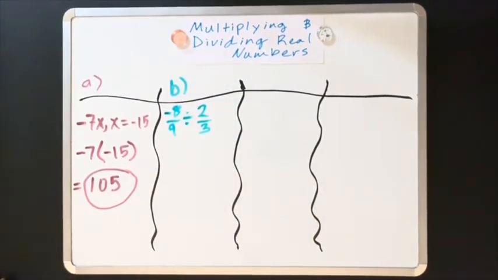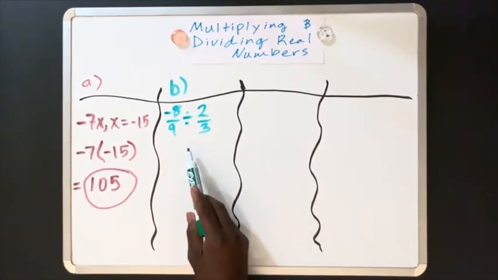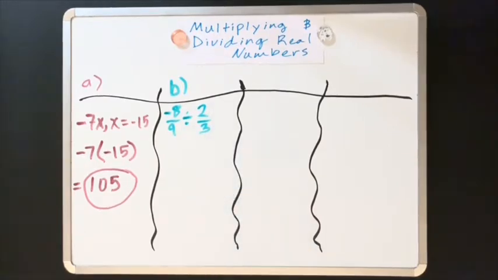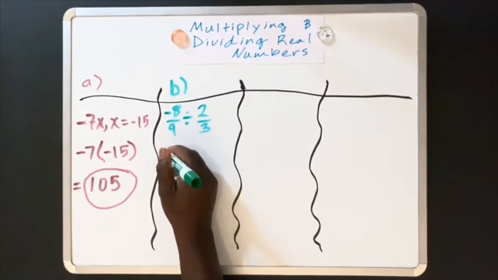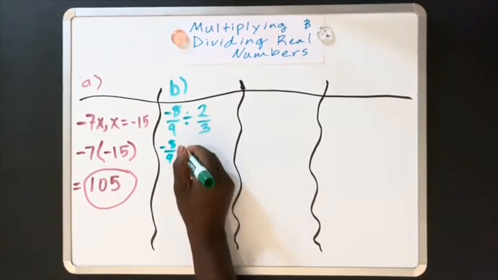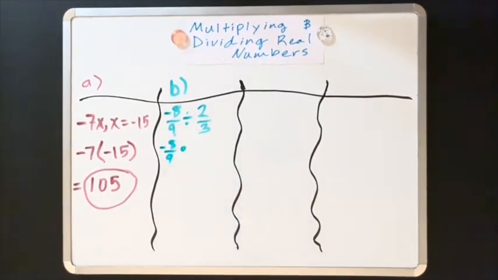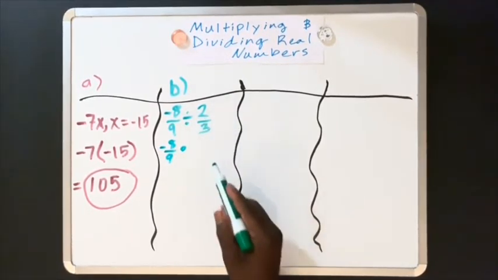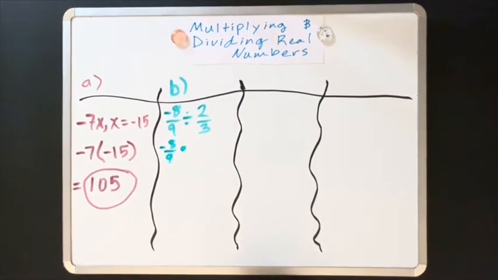All right. Now, in this case, we want to keep the first fraction, and we want to multiply it by the reciprocal of the second fraction. So we're going to copy the first fraction, negative 8 over 9, change the division to multiply, and then write the reciprocal of 2/3, which you flip, which is 3 over 2.